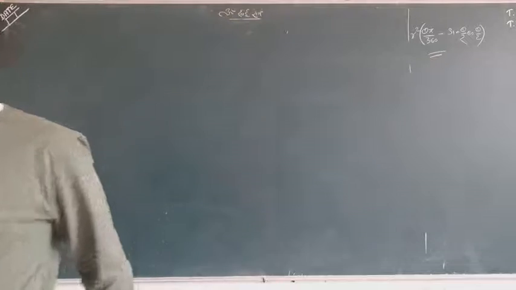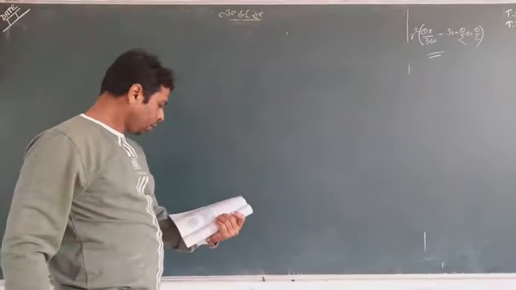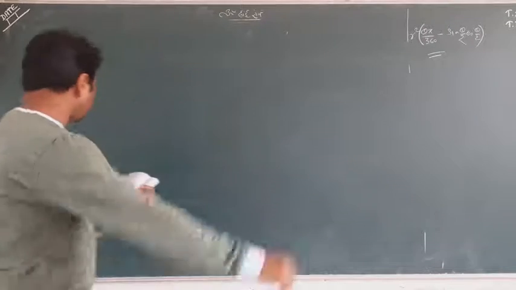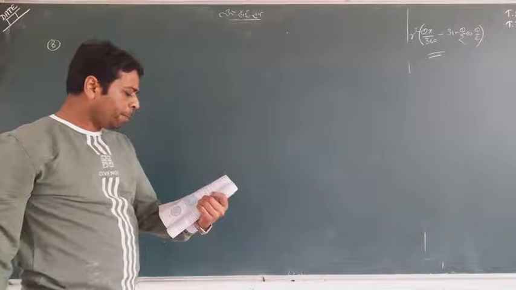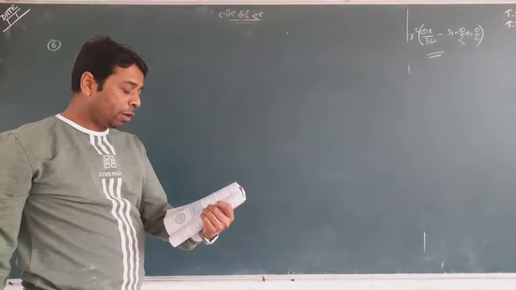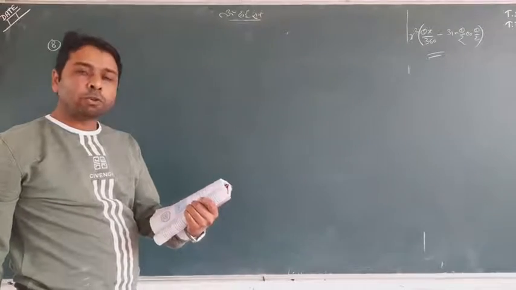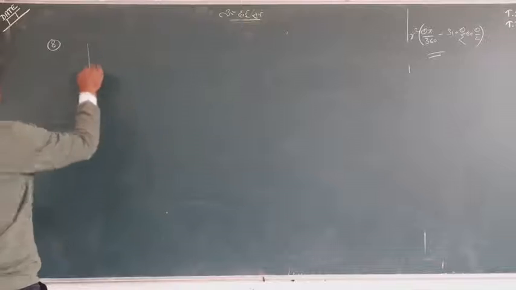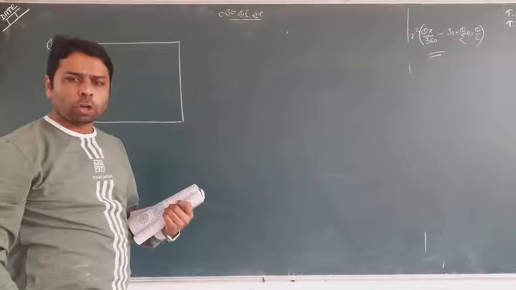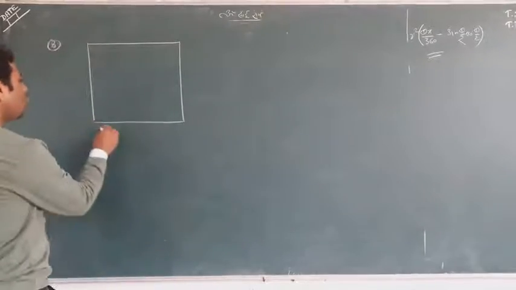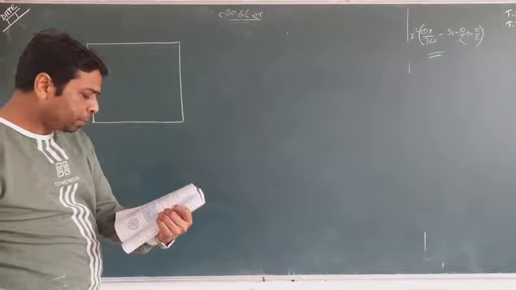Now, students, let me take one more question. Question number 8. Okay, I will tell you a little bit about 8, nothing hard. A horse is tied to a peg at one corner of a square shaped grass field of side 15 meters by means of a 5-meter long rope. Okay, the question is very simple. This is a square grass lawn where a horse is tied at one corner with a 5-meter long rope.